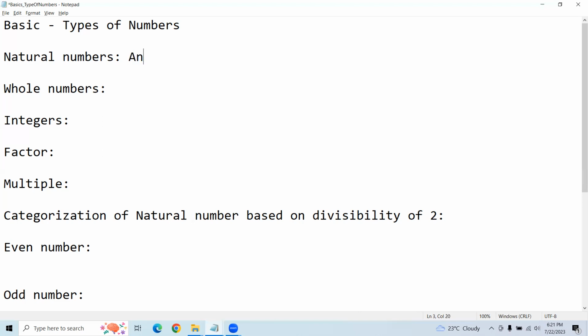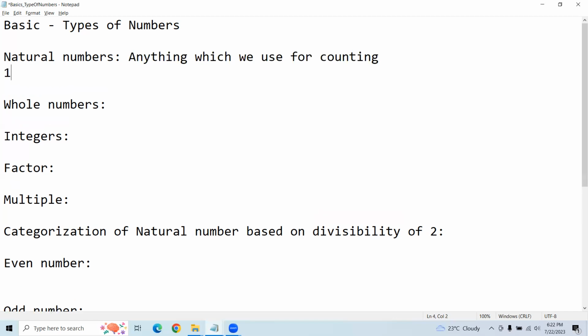Anything which is used for counting. If you count chocolates, say there are 10 chocolates, how do you start counting? You always start from 1: 1, 2, 3, 4, like that. We don't consider 0. So anything which we use for counting is called a natural number: 1, 2, 3, 4, and it will continue like this.